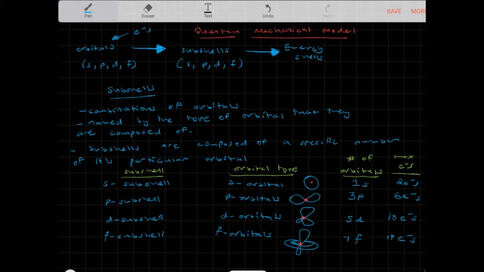Okay, so what I'm going to do next is illustrate what a P subshell looks like, and I think it'll give you a clearer picture of what these subshells really are.